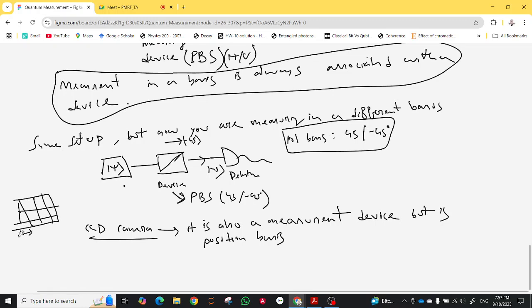Each pixel can be some micrometer. Suppose this is one pixel, 1 2 3 4. So these are all pixels, and each pixel can be some micrometer range, or maybe smaller than this also. And if the photon hits this first pixel, you can know its position from some image processing, whether the photon hits here or here or here. So ultimately with a CCD, you are measuring the position of the photon, right?